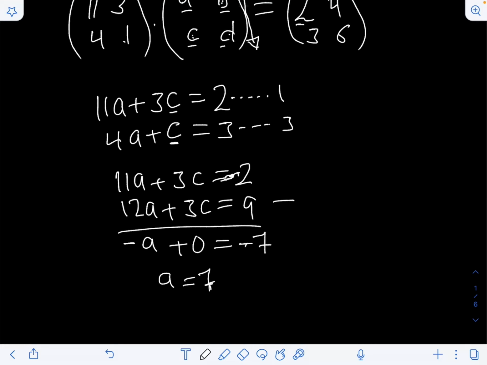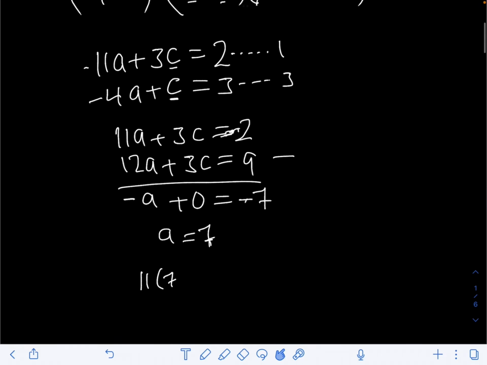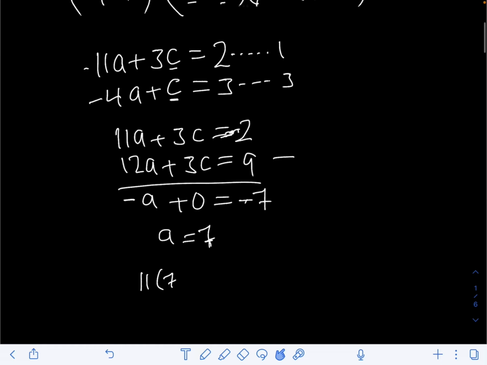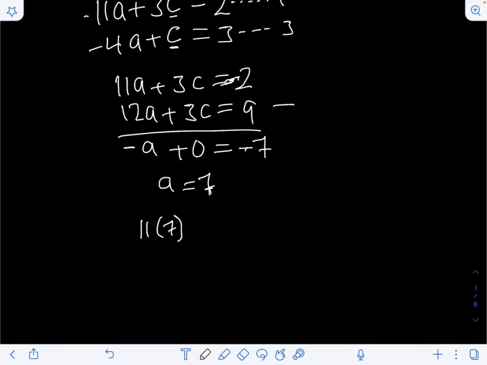Then we have to take this 7 and substitute it in. Either you can use the second equation or the first equation. Let us use the first equation to get the value of C, because we know the value of A. So this one will be 11 into bracket 7, because we know the value of A is 7, then plus 3C should give us 2. Then this is 77 plus 3C should give us 2.